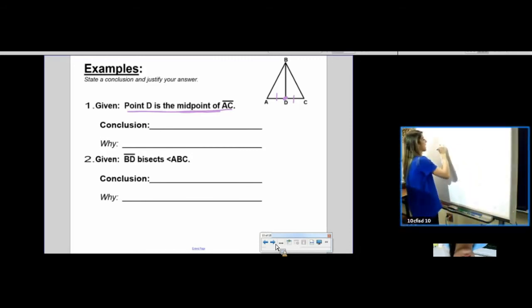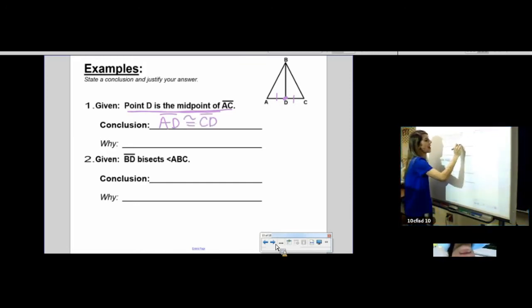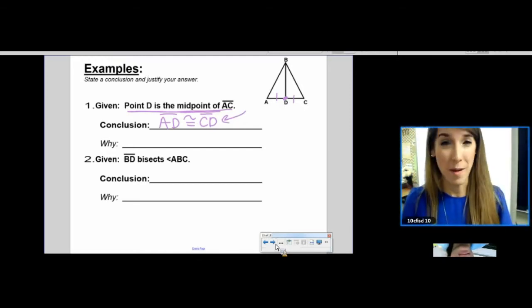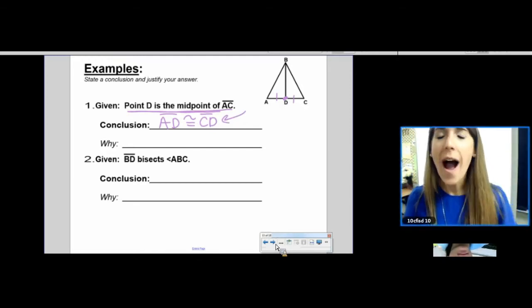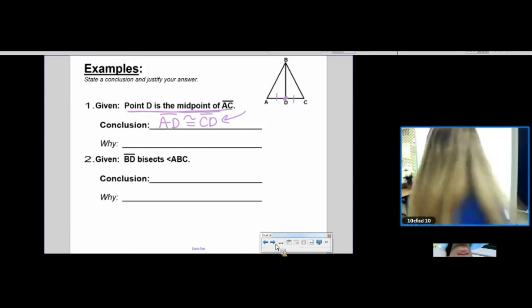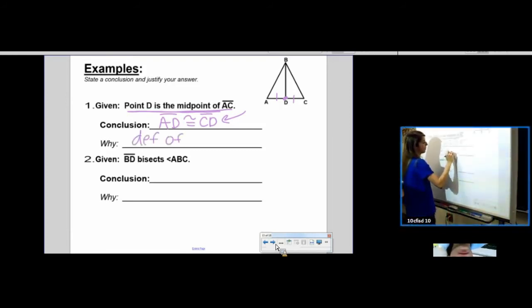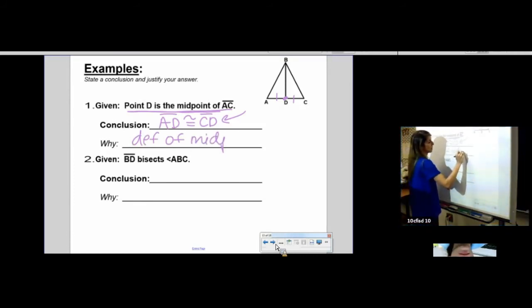What are those tick marks communicating? They're communicating that segment AD is congruent to segment CD. That is what they're communicating. That is the conclusion when your hypothesis is midpoint. And then the why, we took care of that yesterday. We know the why. Definition of midpoint. Okay, next one.